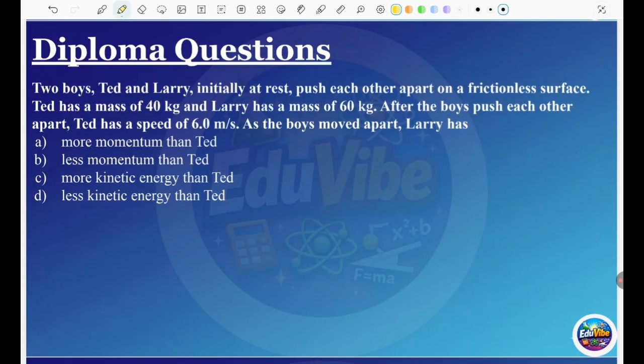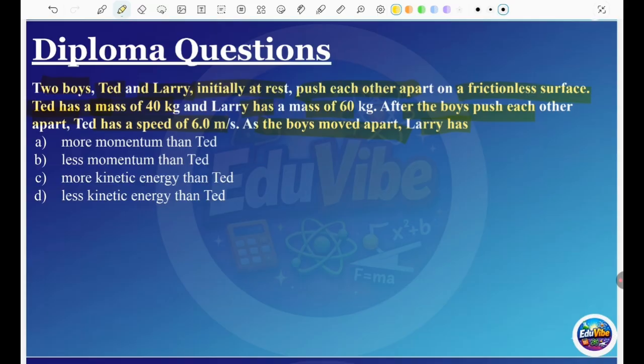So the next one we have the question. Two boys, Ted and Larry, initially at rest, push each other apart on a frictionless surface. Ted has a mass of 40 kg, Larry has a mass of 60 kg. Both are initially at rest, they push each other on a frictionless surface.